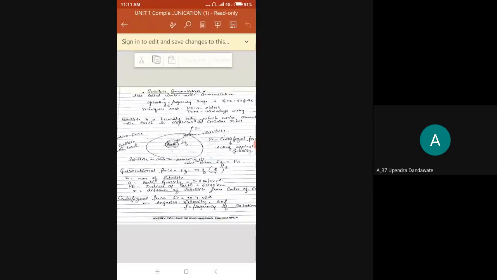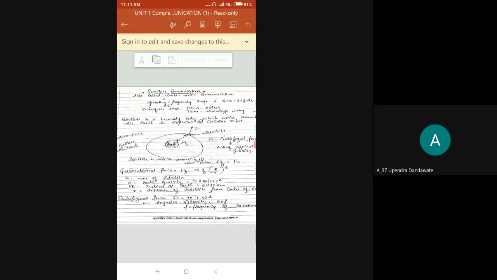The centrifugal force, that is Fc, is equal to m dot r dot omega square. What is omega? Angular velocity. Angular velocity is equal to 2 pi f. F is the frequency of rotation of the satellite. You have to write this. You have to take this diagram, write the definition, and take this equation.